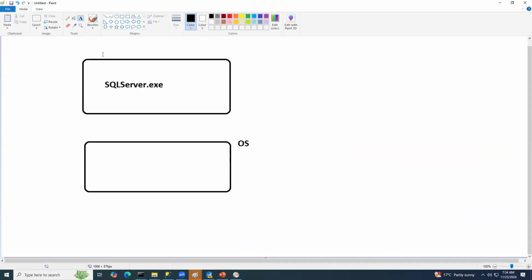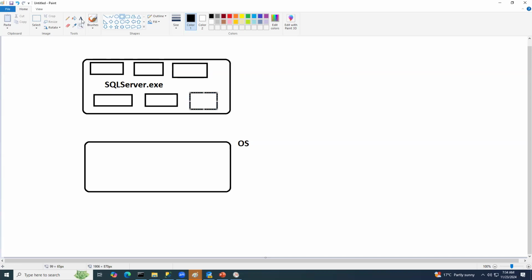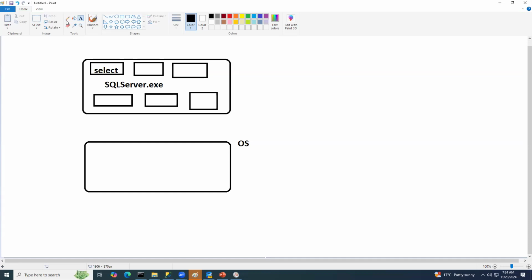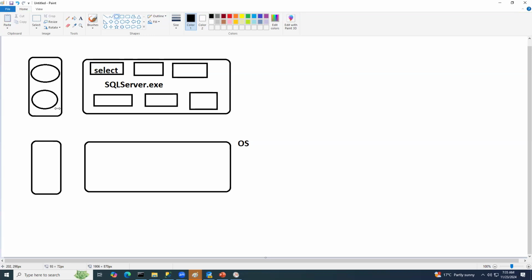Again, I'm talking about the process. This is your SQL Server.exe process, which has multiple tasks. Users are connected to the SQL Server and multiple tasks will be created. This can be a select, update, delete, whatever task that is. This is not a different thing, but just for you to understand, I'm adding it like this. Let's say this is your thread, one thread. This is another thread.